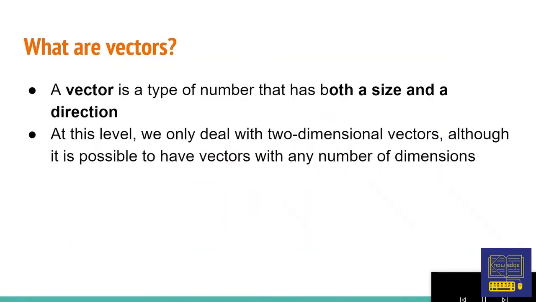So, firstly, what are vectors? A vector is a type of number that has both a size and a direction. At this level, we only deal with two-dimensional vectors, although it is possible to have vectors with any number of dimensions.